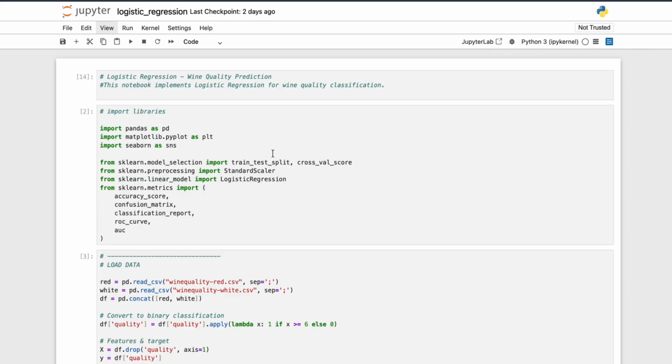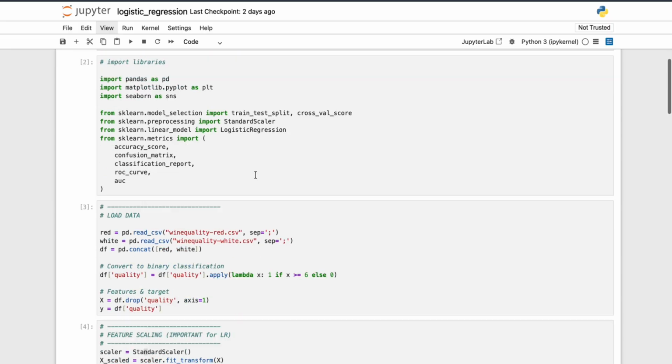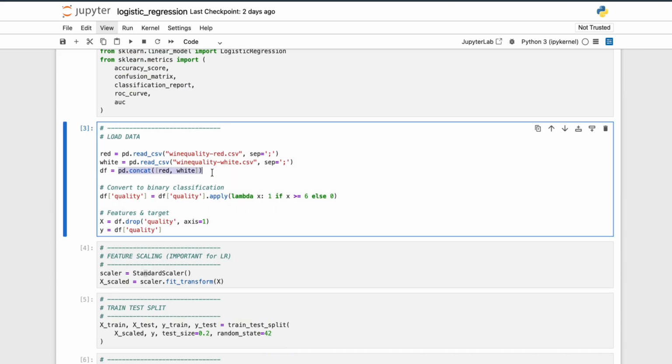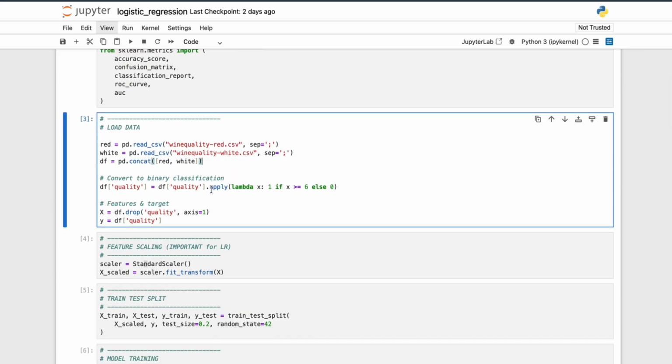Hi everyone. In this part of our machine learning project, I will explain the logistic regression model that we used for the wine quality dataset. The main goal of this task is to predict whether a wine is high quality or low quality based on its chemical properties. The original dataset contains 2 files, red wine and white wine. In the first step, I load both datasets using pandas and then combine them into a single data frame using the pd.concat function.